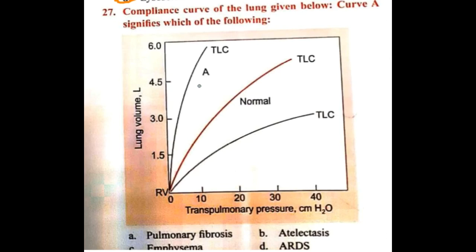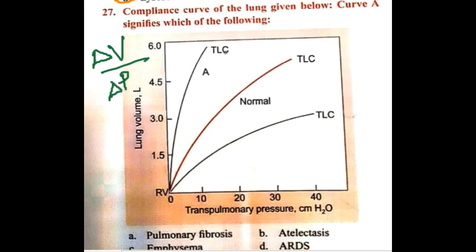So, this is the normal TLC. In this curve here, you will see that the total lung capacity is increased at a particular transpulmonary pressure. So actually, what is this graph? This graph is a graph of compliance, that is, change in volume by change in pressure is the compliance.